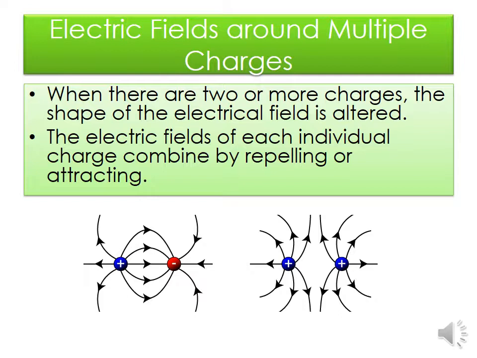Now on the second diagram here, you'll see two positive charges, and you will see that their electric fields actually repel each other, so they get pushed apart. Two like things don't often come together, and this is the exact case for that. So, two positive charges will repel each other.